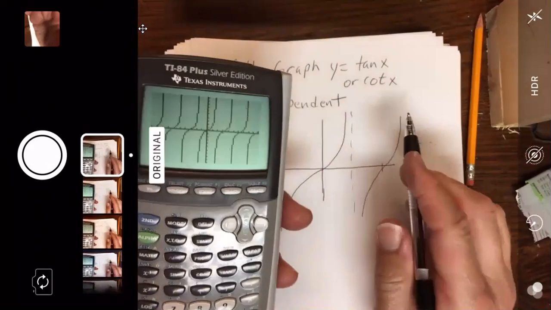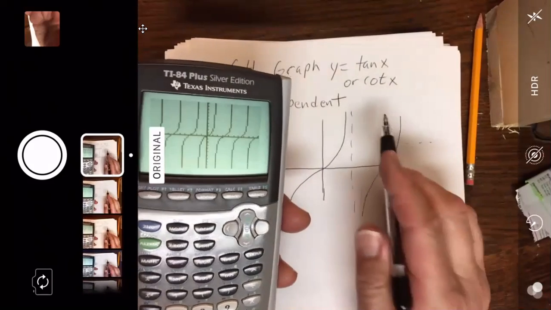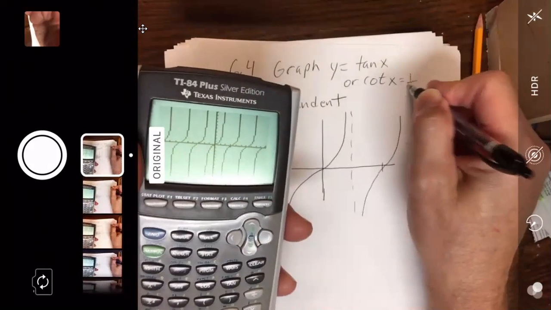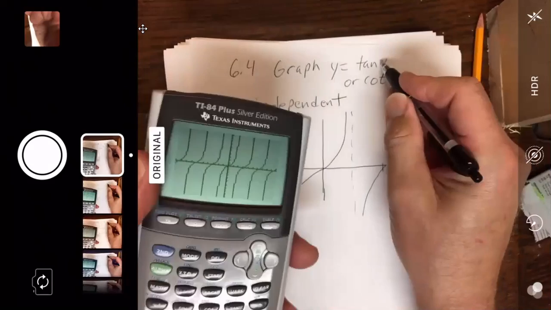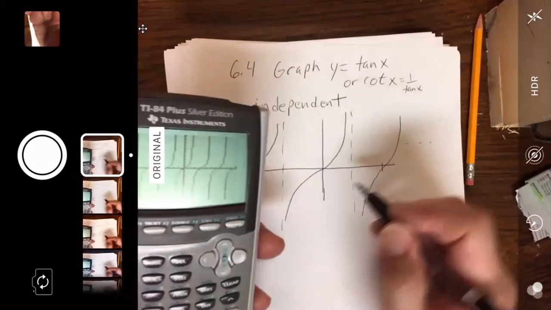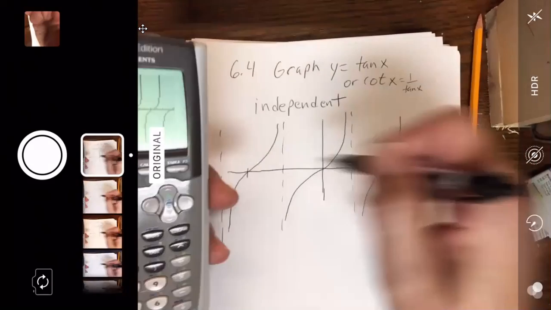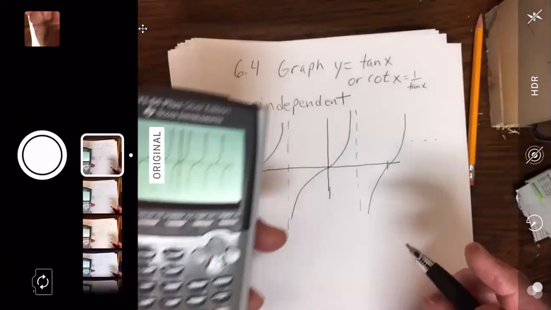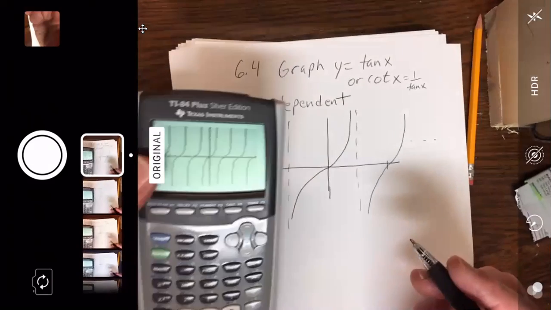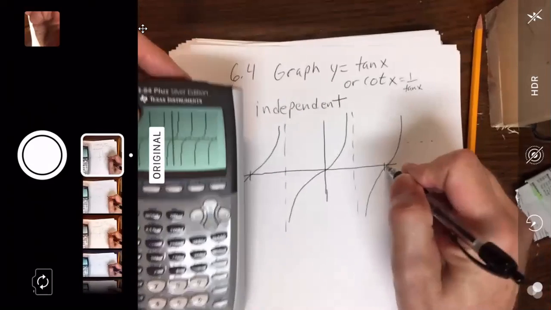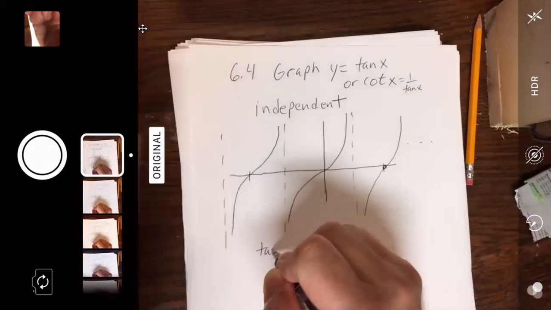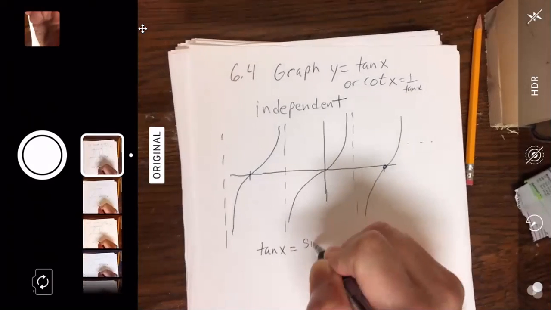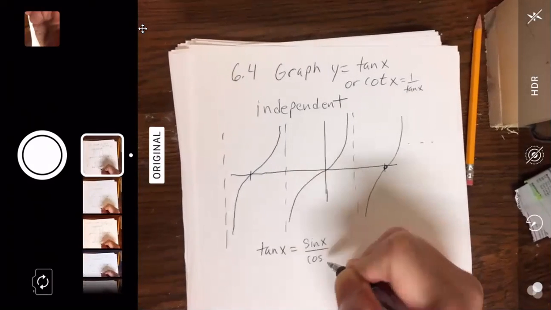And the cotangent will be similar. You graph that as 1 divided by tangent. You don't do this and flip things. They look independent. If I tried to graph them over each other, you'd see S-curves going everywhere, just a big mess. All right, and so what happens is these, if you remember, the tangent is sine over cosine.